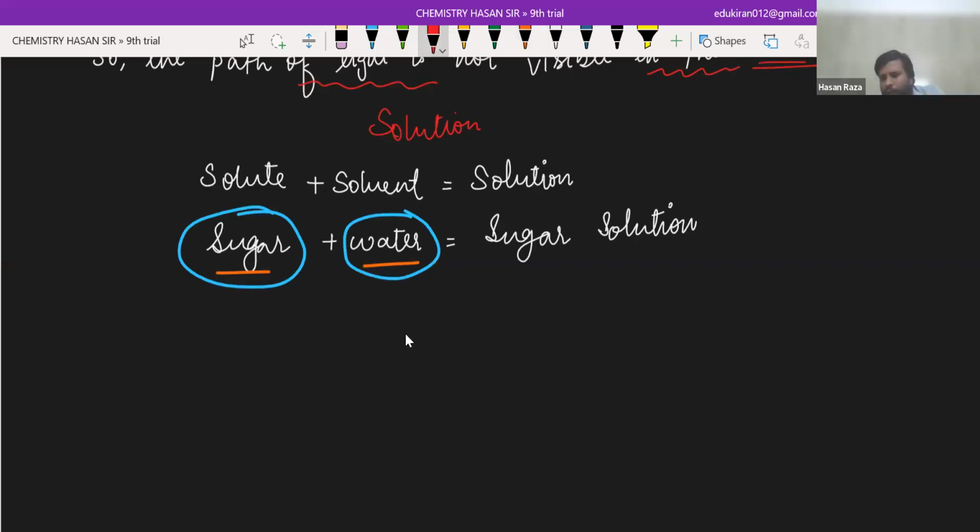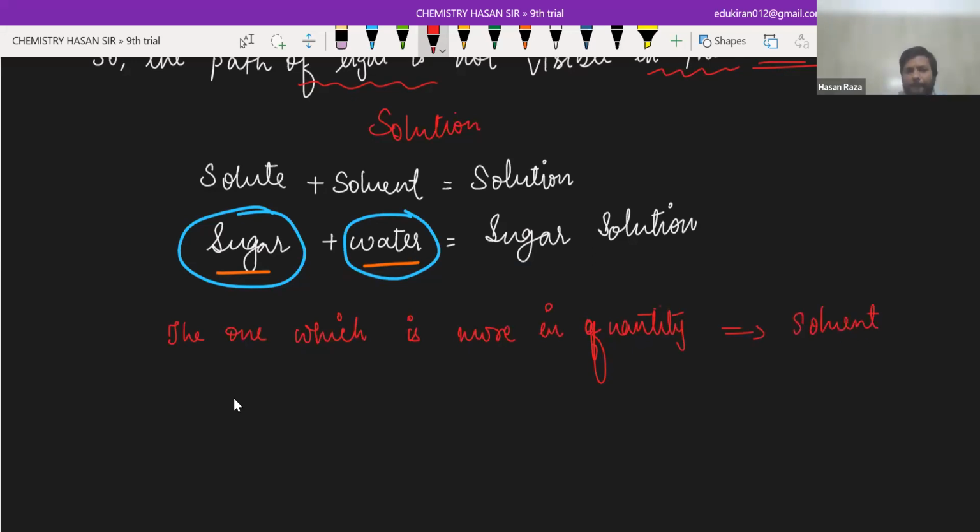This is general, that water is solvent in almost every case. Now, focus here. The one which is more in quantity, or greater in quantity, that will be your solvent. Are you getting my point? And the one which is lesser in quantity is your solute. Please do write it.